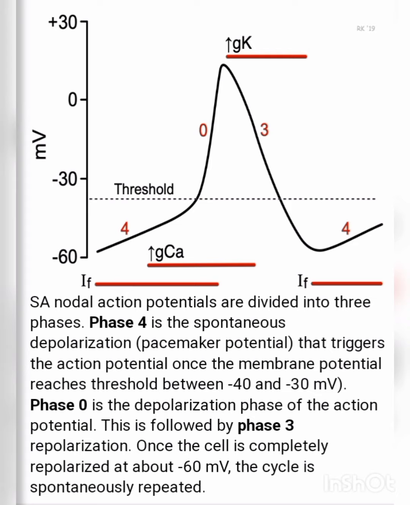SA nodal action potentials are divided into three phases. Phase 4 is the spontaneous depolarization that triggers the action potential once the membrane potential reaches threshold, between -40 and -30 mV. Phase 0 is the depolarization phase of the action potential. This is followed by phase 3, repolarization. Once the cell is completely repolarized at about -60 mV, the cycle is spontaneously repeated.